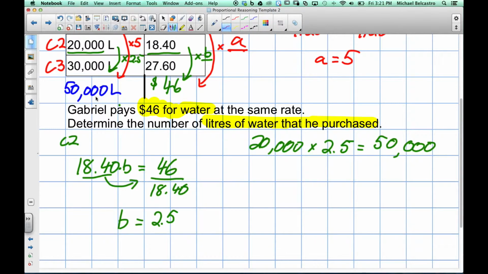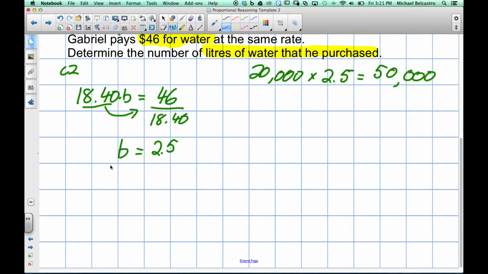Finally, our third customer. Now, this one's a little trickier. It's still the very same idea. We need to figure out, and we'll call this constant of proportionality the C value. We need to figure out 27.6 times C equals 46. What is our constant of proportionality? So, customer 3, $27.60 times C is equal to 46.